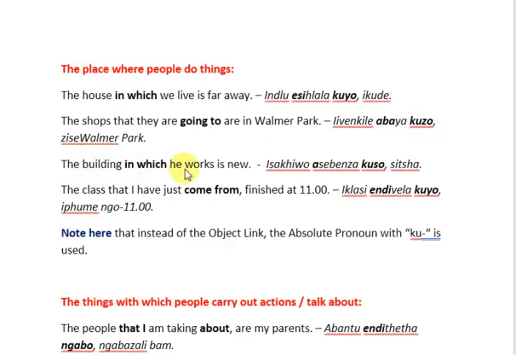The building in which he works is new. Isakhiwo asebenza kuso sitsha. The building which he sebenza, is working, kuso, in it, is new. The class that I have just come from finished at 11. Iklasi endivela kuyo, which I come from, being in it, iphume ngo-11. So here, instead of the object link, we use the absolute pronoun with ku to denote place where.